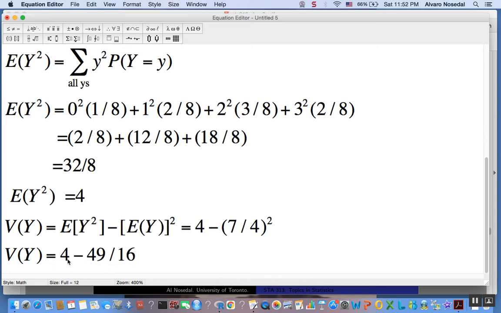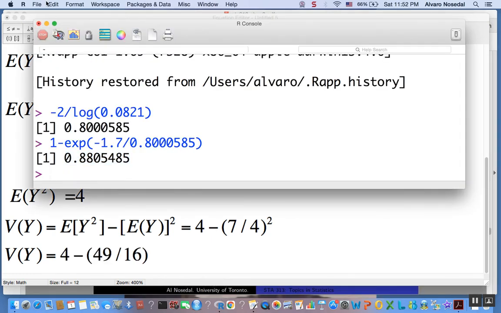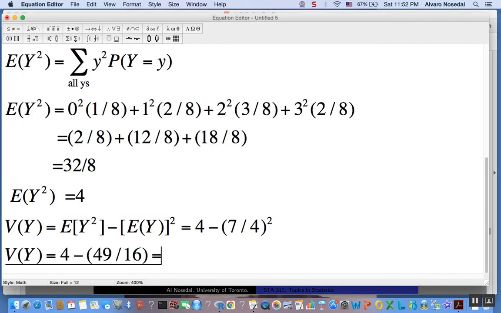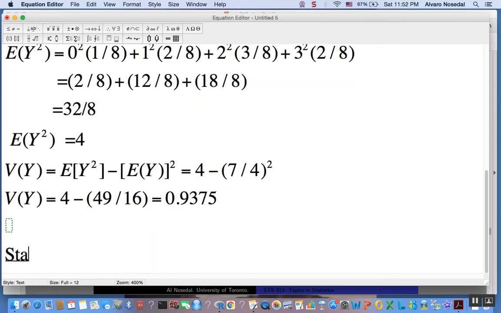So let's find it. Let me do this so I can just copy and paste and use R. Let me clear this here. Okay. So 4 minus 49 divided by 16, right? So that's it. That's our variance.